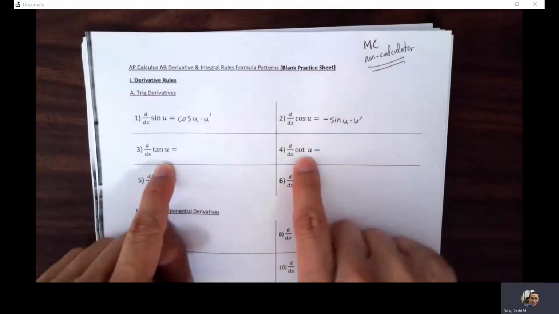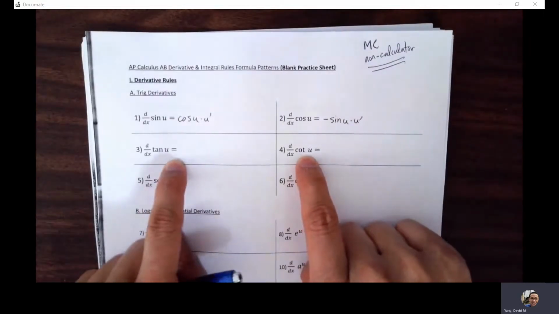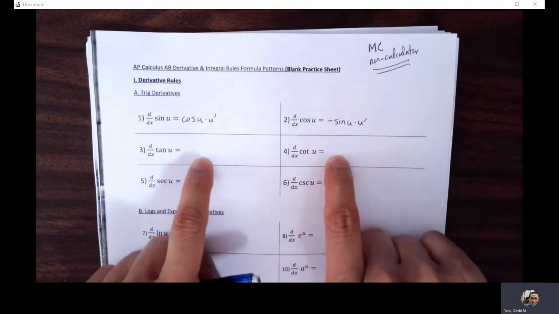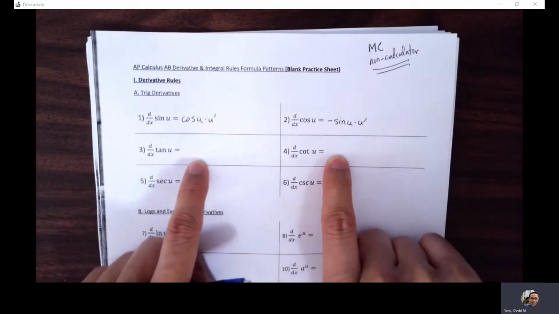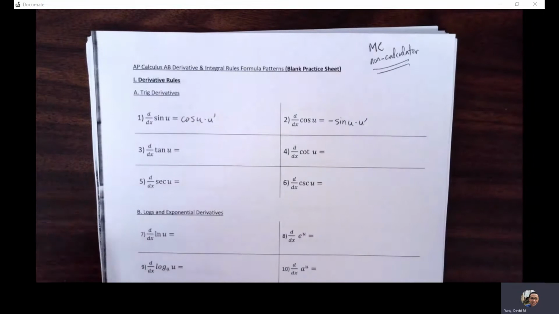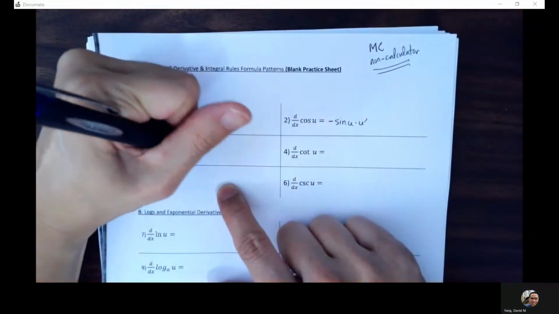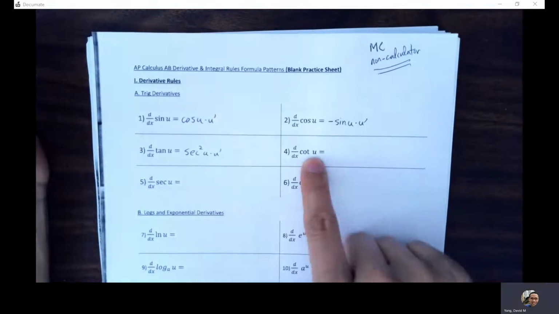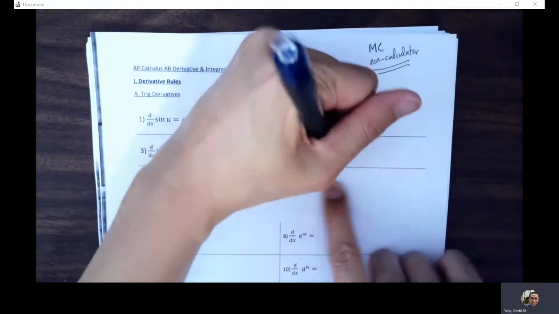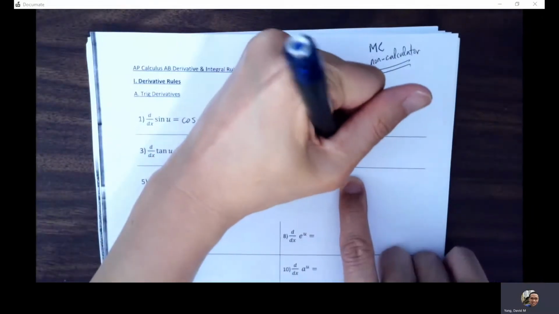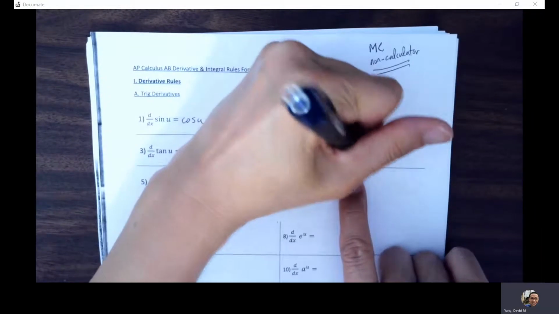Okay, now moving on to tangent and cotangent. These derivatives have similar forms. Tangent's derivative is secant squared u times u prime. And then cotangent's derivative is negative cosecant squared u times u prime.